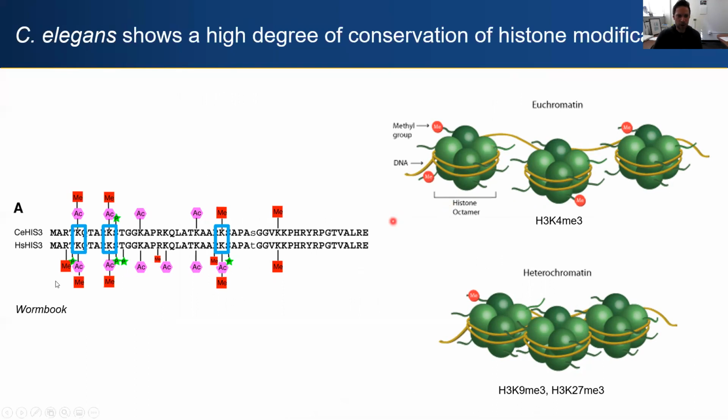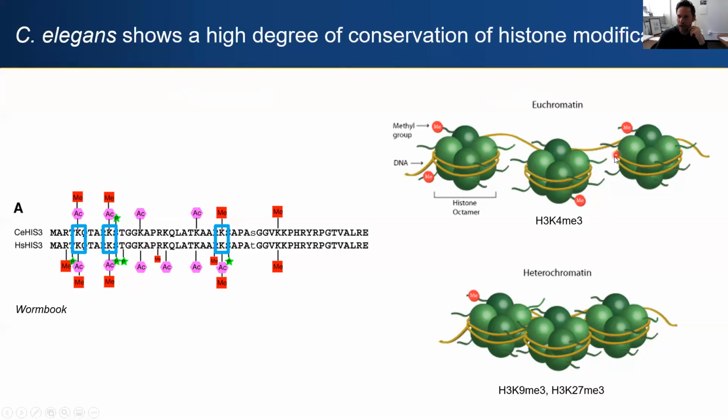So here, on the left, I'm showing the primary sequence of histone H3 between C. elegans at the top and human histones at the bottom. And not only do you see that the primary amino acid sequence is conserved, but also the epigenetic modifications that are added onto those histone tails are also conserved, which really highlights the fact that it's not just the histones that are conserved, but the entire pathways that regulate the addition, the removal, and also the reading of those marks are highly conserved across phyla.